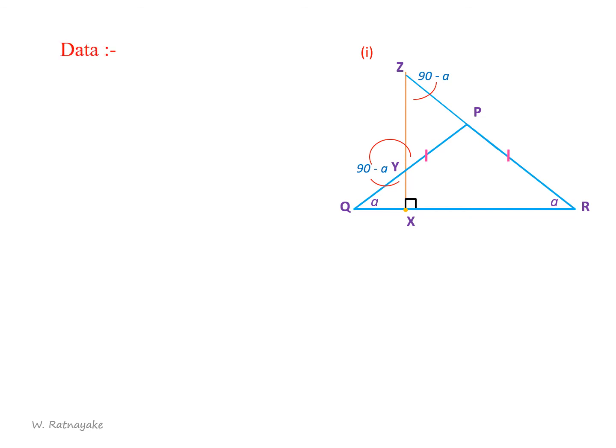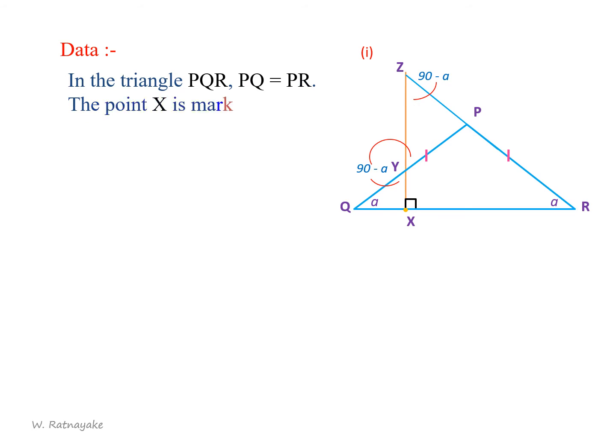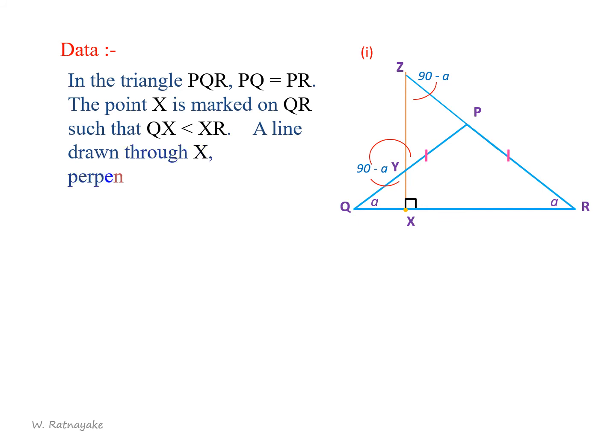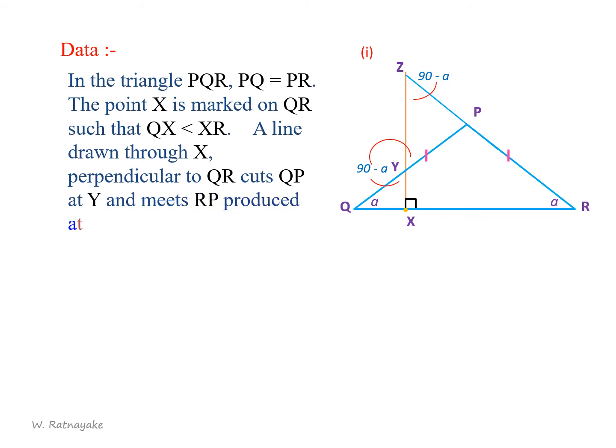If you do these things, you have shown that you are on the correct way of doing the geometrical proof. Now we can do the proof. The first one we have to prove is that the triangle PZY is isosceles. Now everything we have identified. An isosceles triangle means there must be two equal sides. If two equal sides are there, the angles opposite to those sides also must be equal.